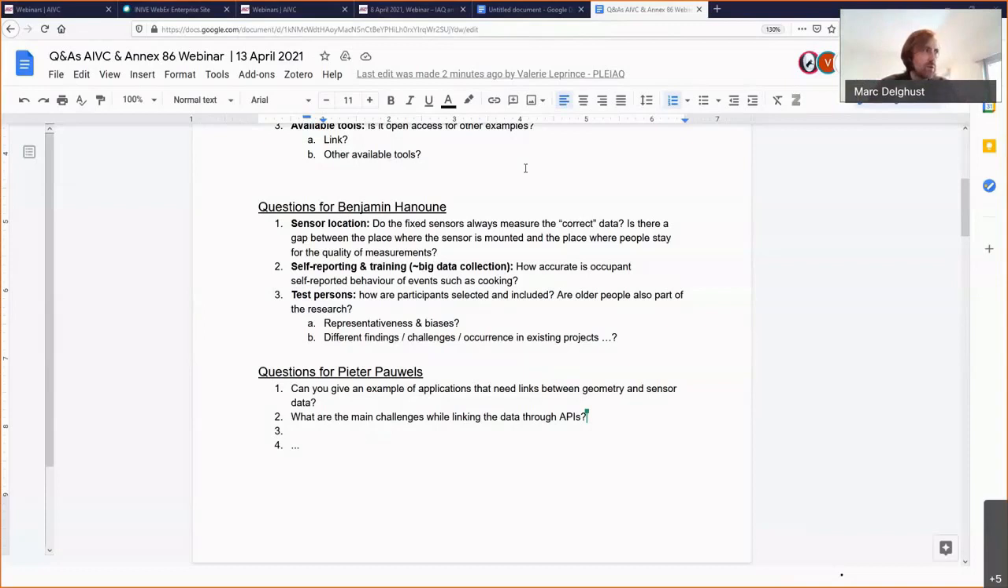Is one, if you could give a concrete example of an application where that linking of geometry and the sensor data is crucial. But also, where do you see the big challenges with linking the data? You've shown a few, like privacy and those, but you have some solutions. But where, according to you, is really the fundamental challenge that we are facing with linking that data?